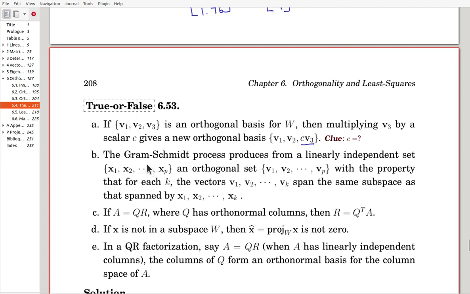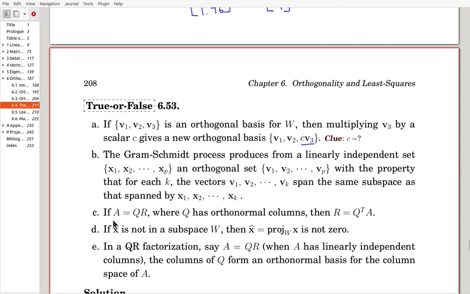The Gram-Schmidt process produces from a linearly independent set an orthogonal set with the property that for each k, the vectors v1 to vk span the same space as that spanned by x1 to xk. Yeah, it's true. We considered this one, so it must be true.